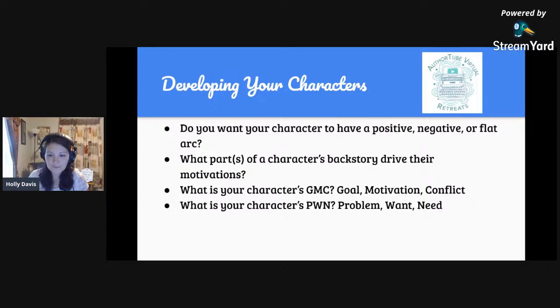So this one is also helping with that arc, because they have a problem. They want something that they think will fix that problem. And there's something completely different that they need in order to solve that problem. And it's not what they think. So that's what they learn over time. That one's really important because you need a flawed hero who isn't perfect. They must do some hard work to solve the real problem.